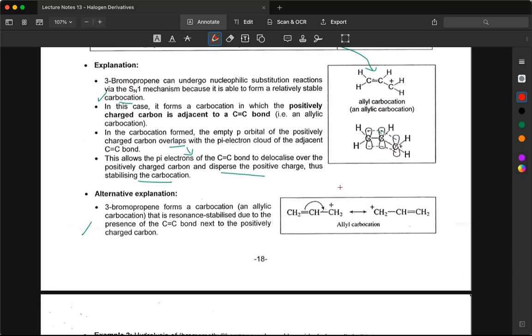Another explanation is that 3-bromopropene forms a carbocation that is resonance stabilized due to the presence of the carbon-carbon double bond. So the carbon-carbon double bond will allow for a resonance structure to be formed like this.